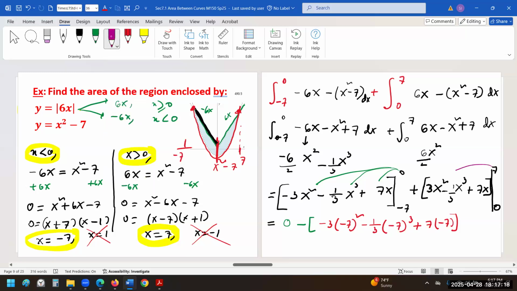Now for the second part, we add the same thing: 3 times 7 squared, minus 1/3 times 7 cubed, plus 7 times 7. So many numbers.